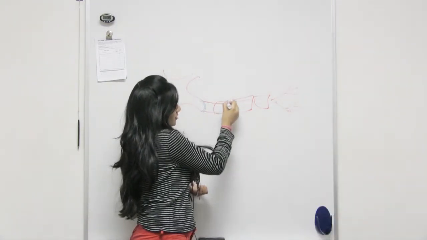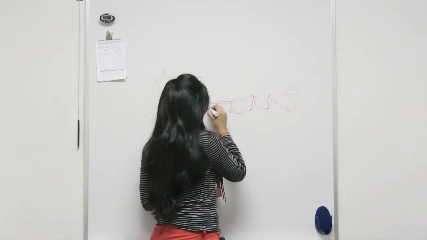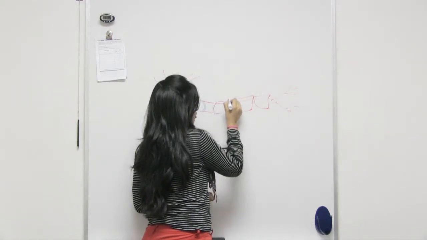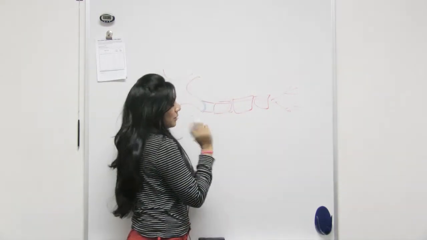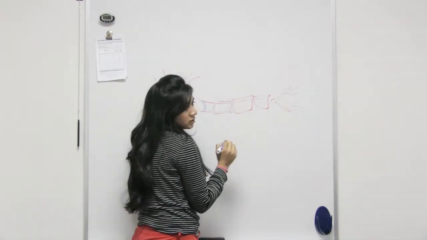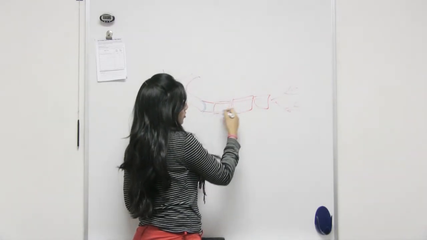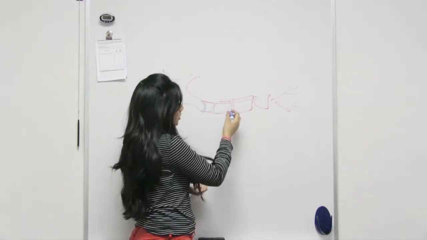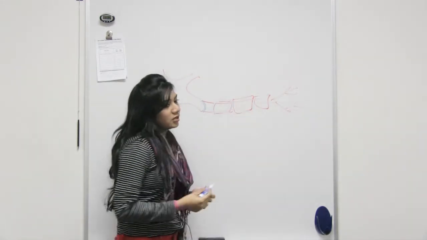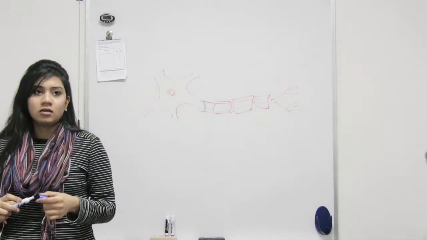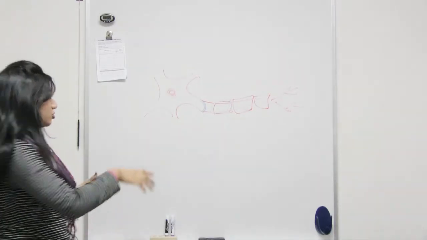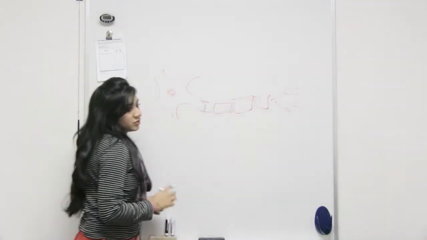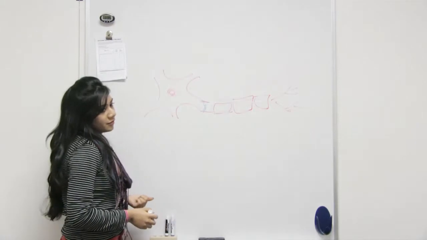These coverings on the axon, these cells, are called the myelin sheath. The process of myelinating these cells is called myelination. The myelin sheath helps the impulses go fast, so they speed up the impulses.